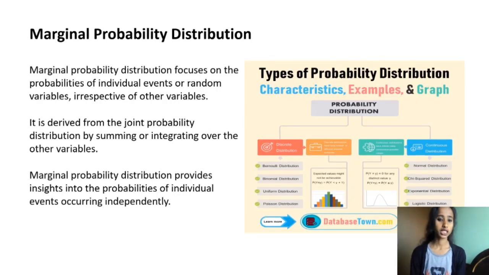Marginal probability distribution. Marginal probability distribution focuses on the probabilities of individual events or random variables irrespective of the other variables. It is derived from the joint probability distribution by summing or integrating over the other variables. It provides insights into the probabilities of individual events occurring independently.